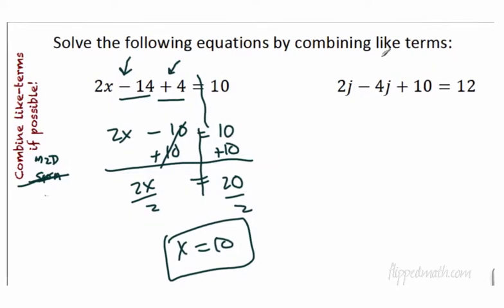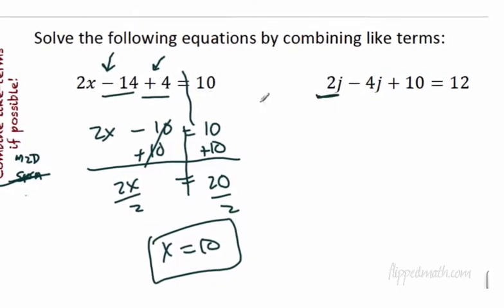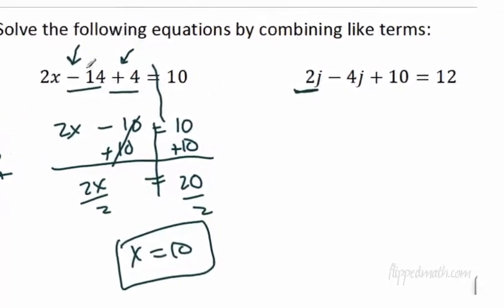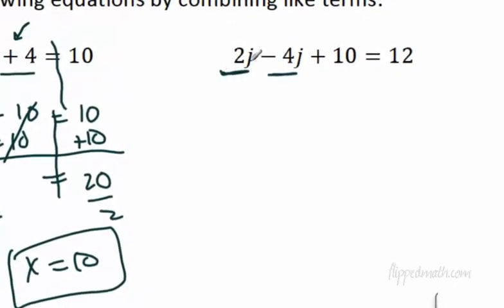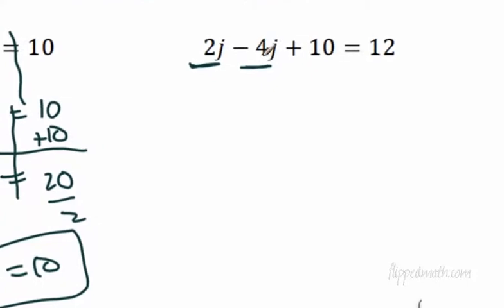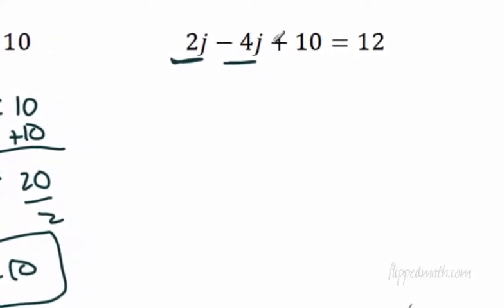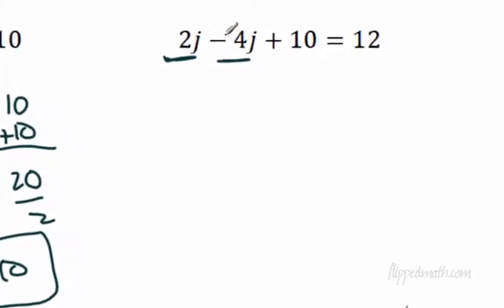Let's try the second one. It's a little bit different because we don't have, these are called constants. We don't have constants that we're combining. These are regular terms with a variable here. We have a 2j and a negative 4j. What's 2j minus 4j? Or you can think of it as 2 plus negative 4, but I like 2 minus 4 better. That gives us a negative 2j. All right, the 10 comes down. There's nothing else to combine with a 10, and that's equal to 12.